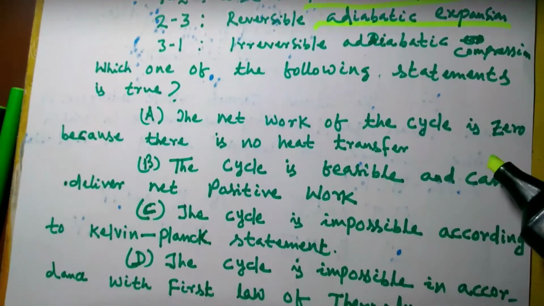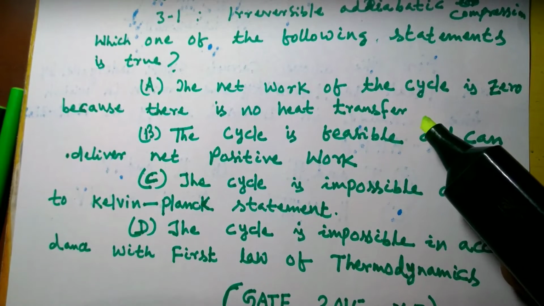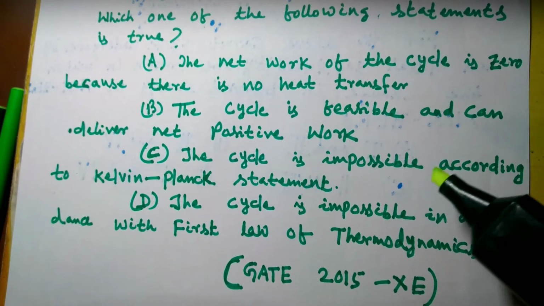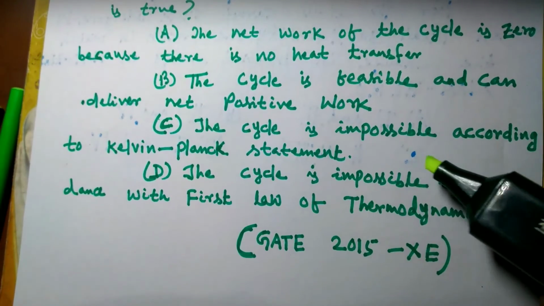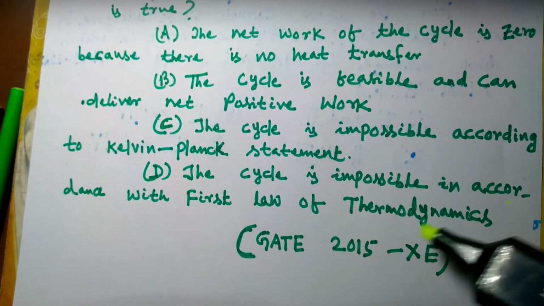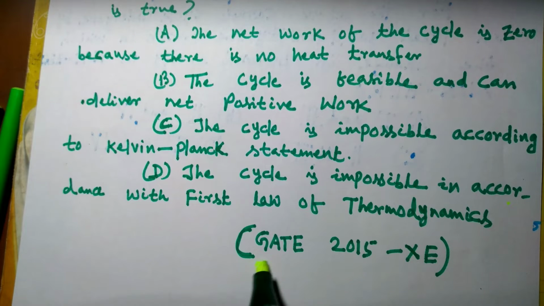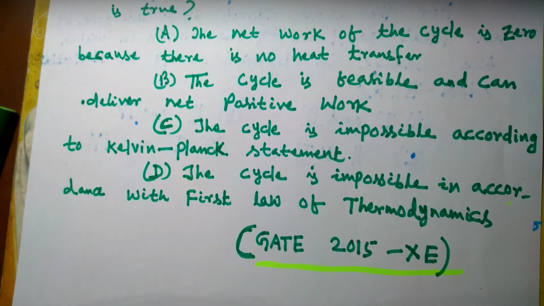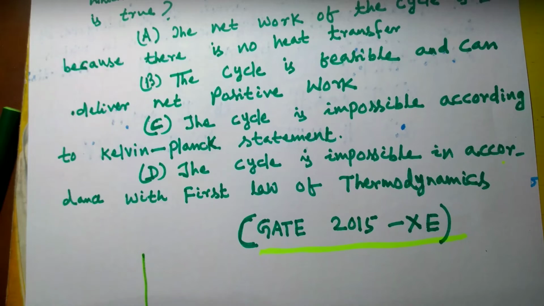The net work of the cycle is 0 because there is no heat transfer. The cycle is feasible and can deliver net positive work. The cycle is impossible according to the Kelvin-Planck statement. The cycle is impossible in accordance with the first law of thermodynamics. This was asked in the GATE 2015 XC. You see, the cycle can be drawn on a PV diagram like this.